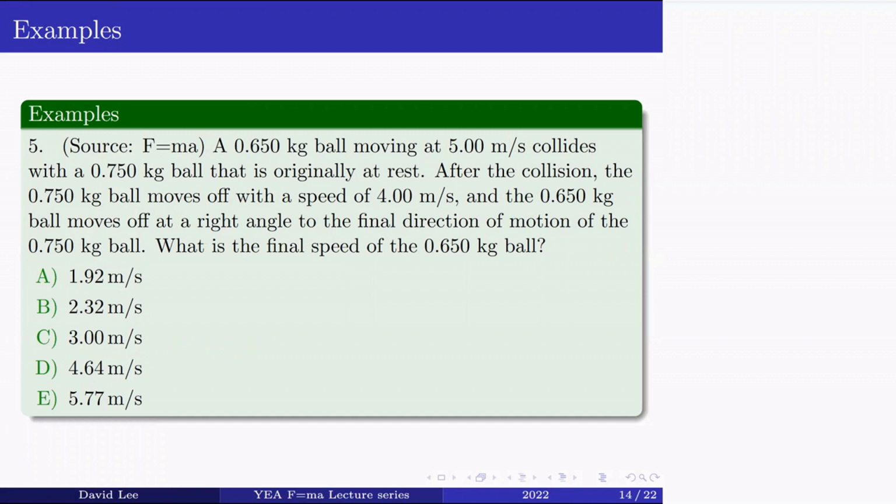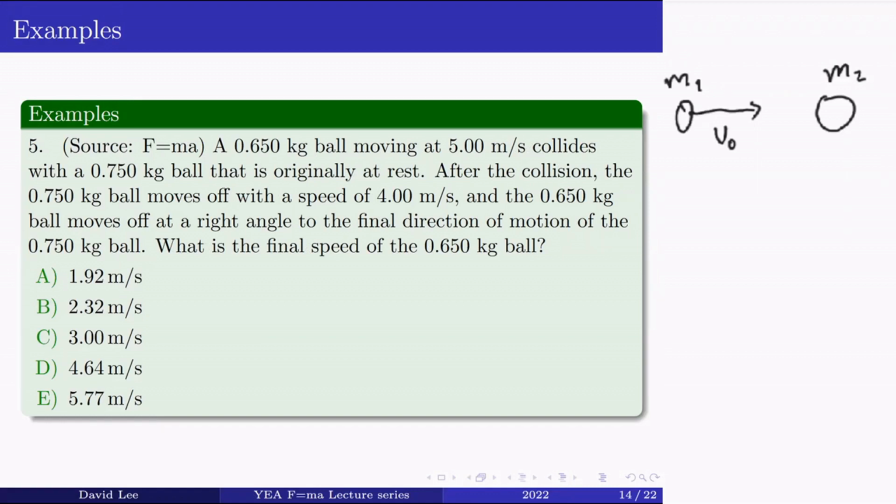So I always start with a diagram. We have a 0.65 kilogram ball. It's not important. Let's just say it has mass M1. Okay. This ball has mass M1 and it is moving 5 meters per second. Let's call that V0. And it collides with another ball, has mass 0.75. Let's call that M2. And the other ball is initially at rest.